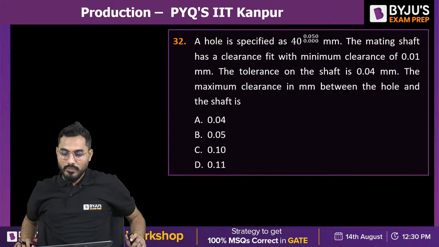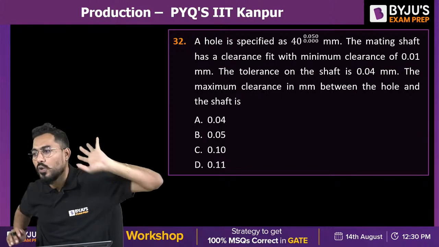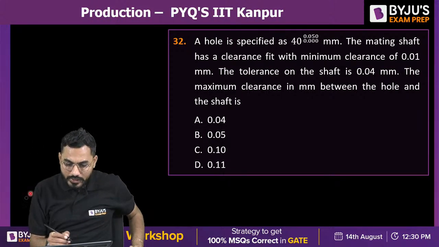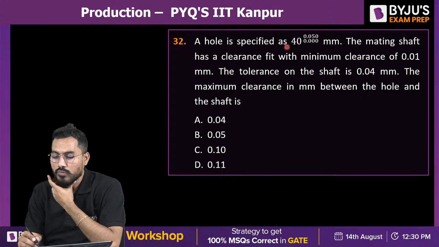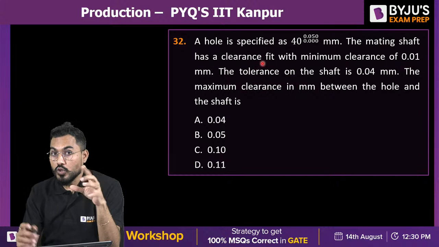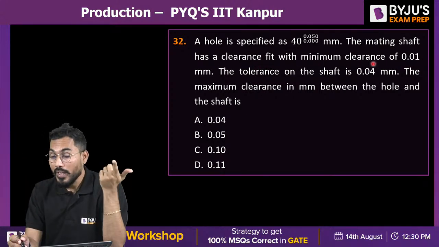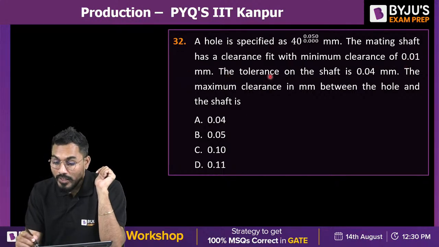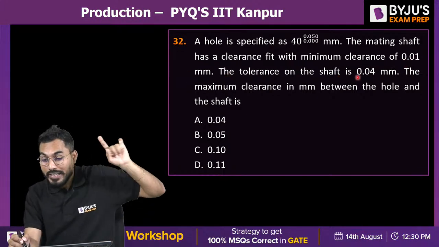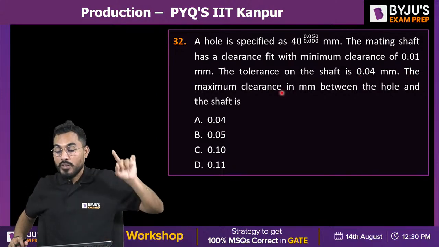Fine. Next question. Now this is also a very interesting question. Based on the information given, you can solve it. A hole is specified as 40 with a tolerance given in millimeter. The mating shaft has a clearance fit. So whichever the hole and the shaft they are mating, it definitely has a clearance fit, with the minimum clearance given as 0.01, and the tolerance on the shaft is 0.04 millimeter. The maximum clearance in millimeter between the hole and the shaft is.